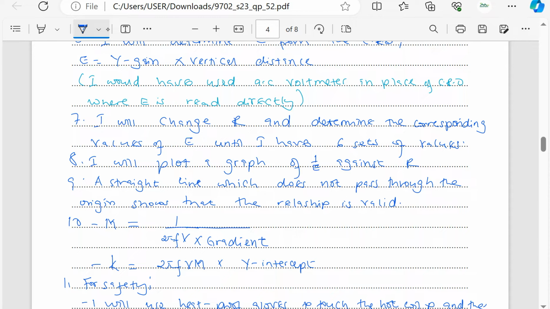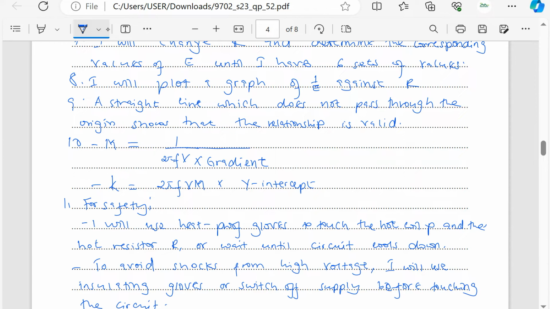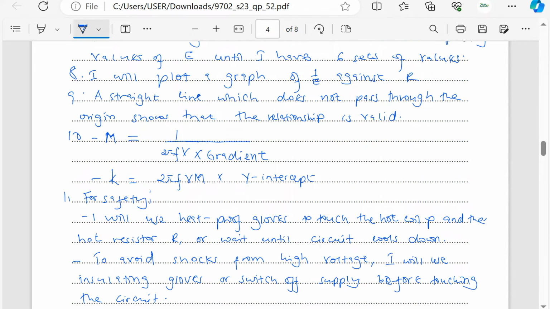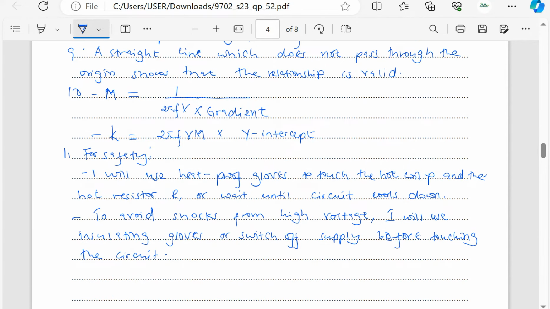I will plot a graph of 1 over E against R. A straight line which does not pass through the origin shows that the relationship is valid. So in step 10, M will be 1 over 2 pi f V times the gradient, and K will be 2 pi f Vm times the y-intercept.